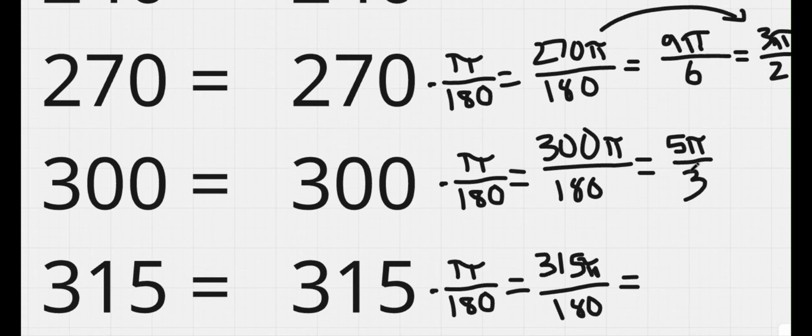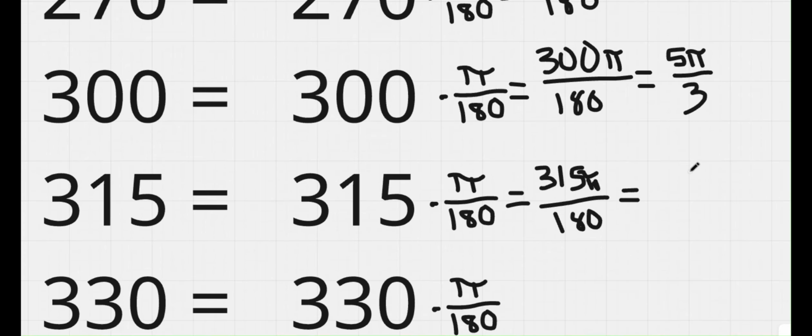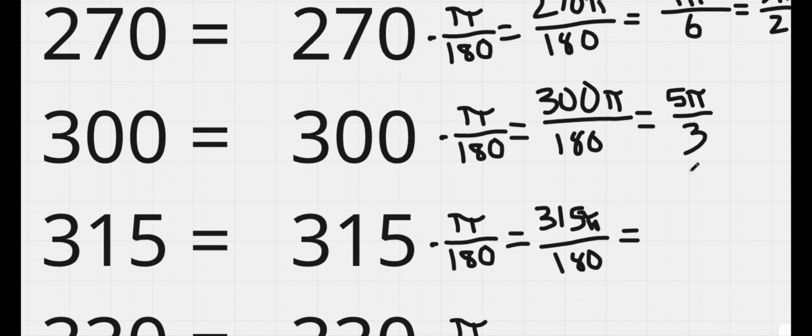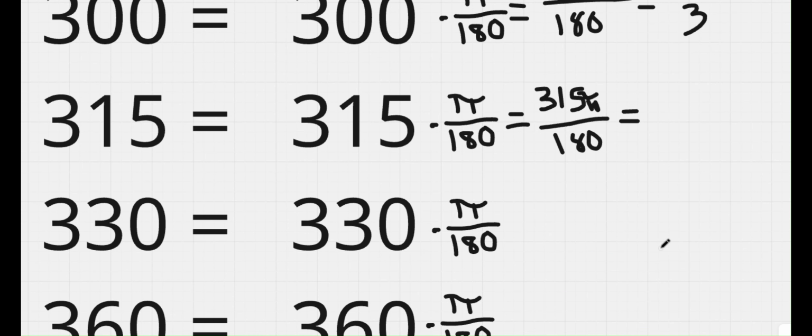No, not 315. It's going to be 270, then 315. So 45, 90, 135, 180, 225, 270, 315. So that was 7 times. And 45 goes into 180 4 times.